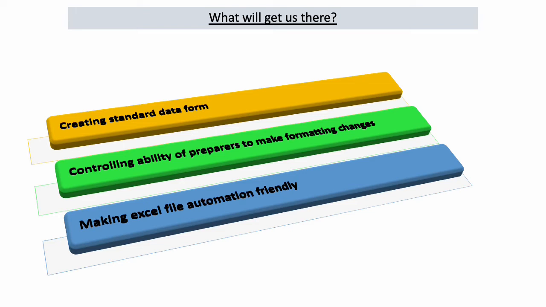So we should design our Excel files with some security features so that they cannot do any formatting changes and are forced to report the data in the way we want them to report the data. And then once again, making your Excel file automation friendly. I cannot insist enough how crucial it is to make your Excel file automation friendly. You will be surprised to see how well it serves us, and you spend less time in preparing and more time in analyzing if your files are automation friendly.